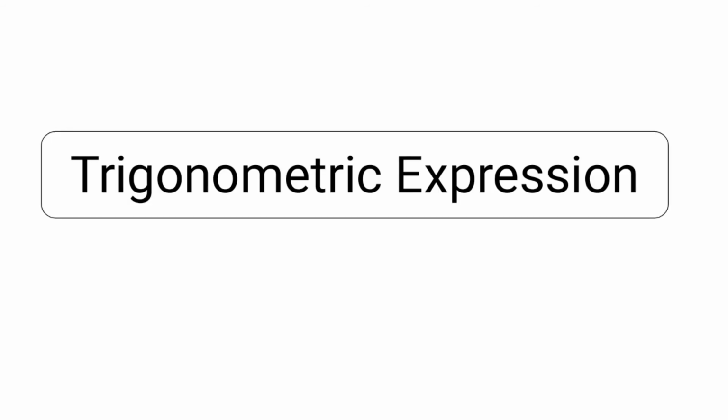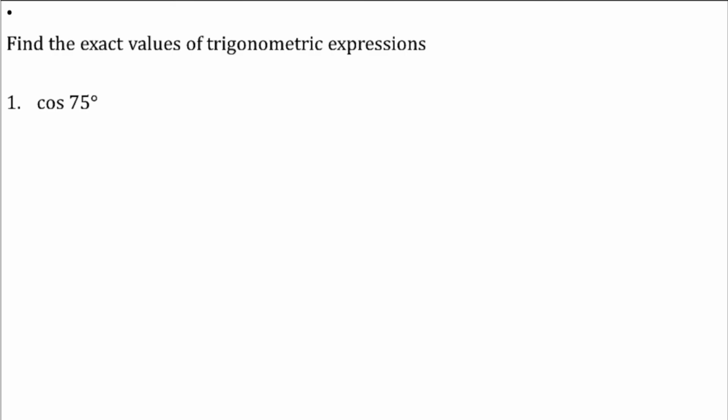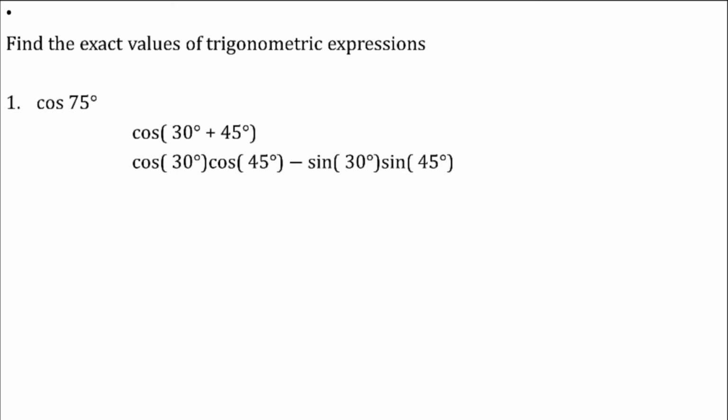Now, in trigonometric expressions, find the exact value of the trigonometric expressions. Number 1, cosine 75 degrees. So, to get 75 degrees, cosine is 30 degrees plus 45 degrees. By following the steps in getting the exact value, we have to follow cosine 30 degrees, cosine 45 degrees, because positive we change it by minus sign, sine 30 degrees and sine 45 degrees.